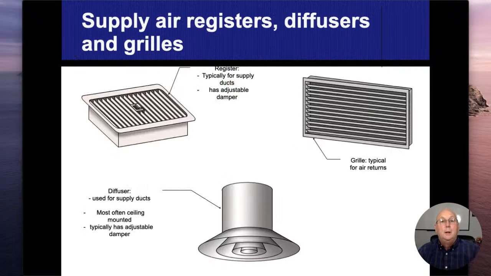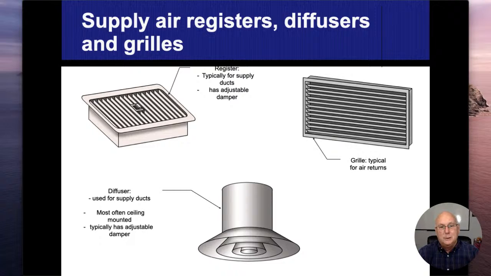I would like you to be able to recognize the difference between a register, a grill, and a diffuser. All right. So a register is going to have a damper on it. Typically, we'll find these in the floors and the walls and also in the ceilings. Grills are the same thing as a register, but there is no damper on them. All right. Diffusers have different angles. So basically, it kind of spreads the air out more throughout the room.